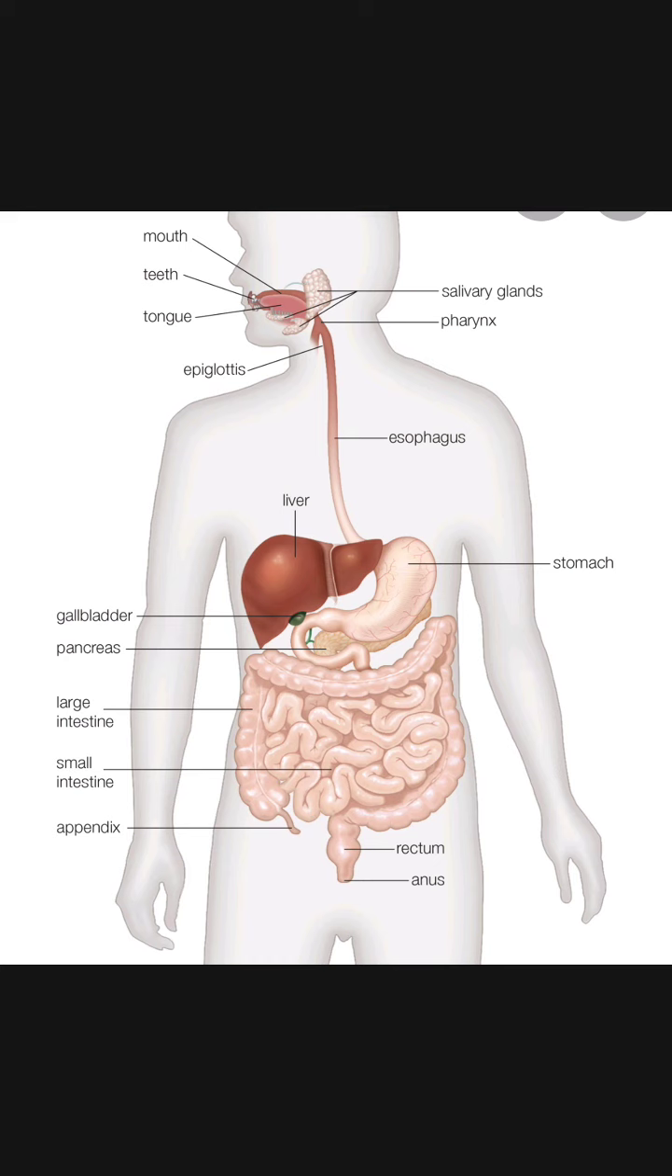Another thing is the inner lining of the small intestine has numerous finger-like projections. They are known as villi. These villi increase the surface area for absorption of food. This is most important from the exam point of view. Villi help in the increase of surface area for absorption of the food.